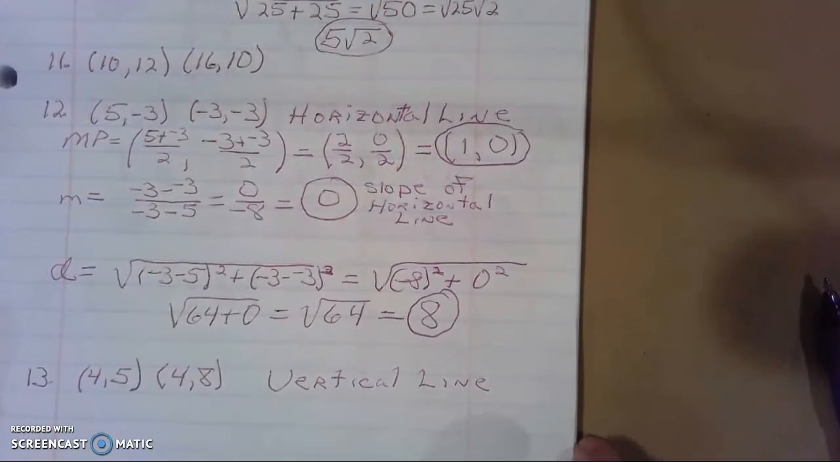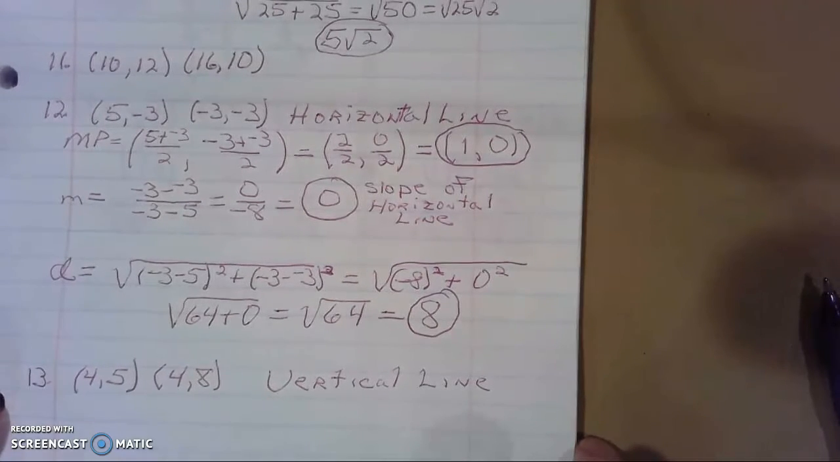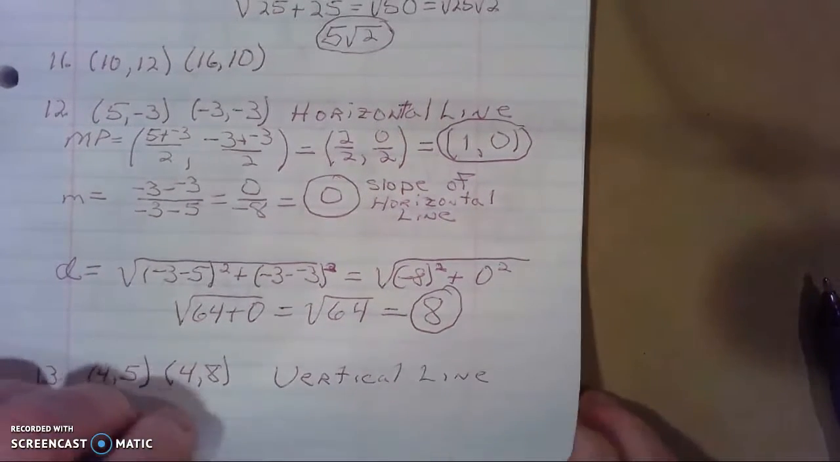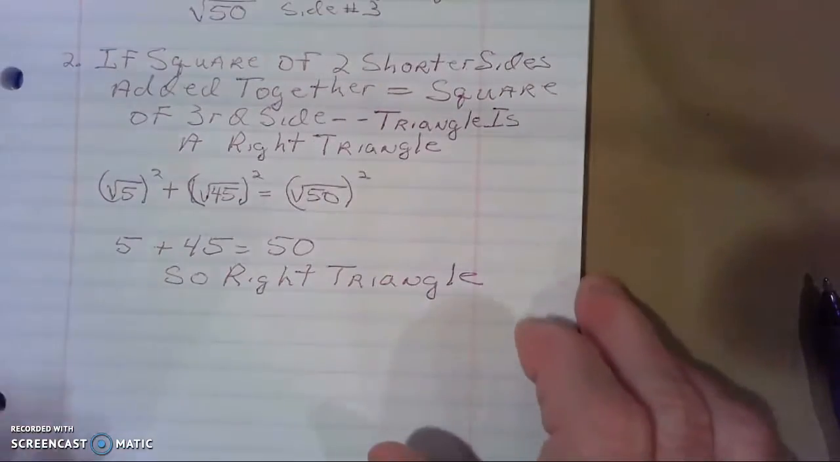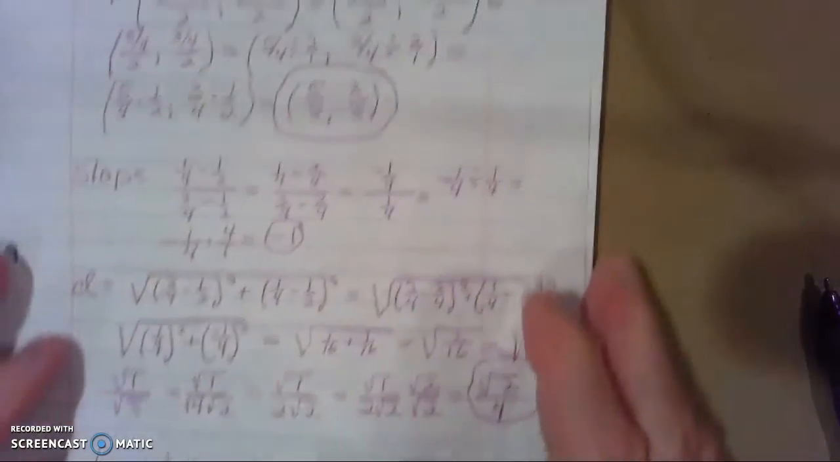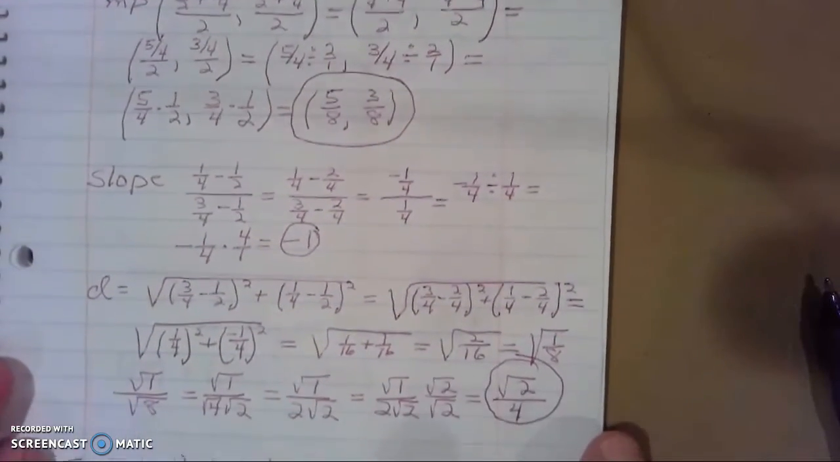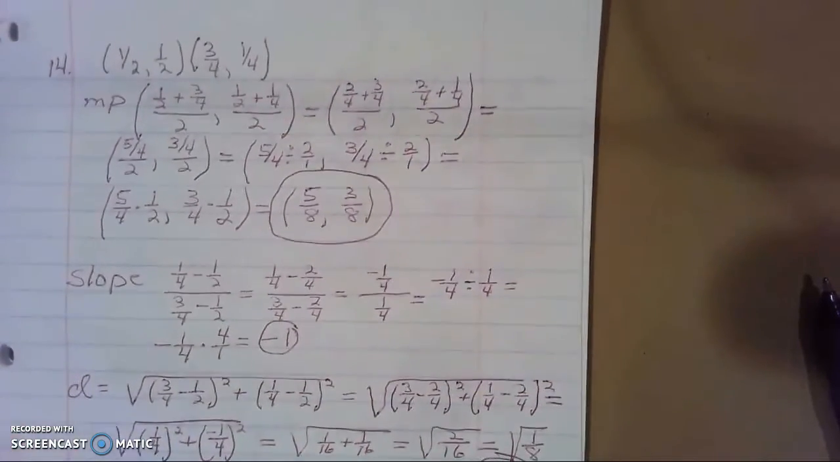Number 13 is a vertical line. Notice the slope when you find it is something over 0, meaning the slope is undefined. We need to remember that. Then we move on to 14, which is fractions. I've shown all the work here on the fractions.